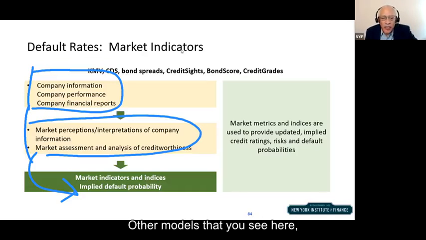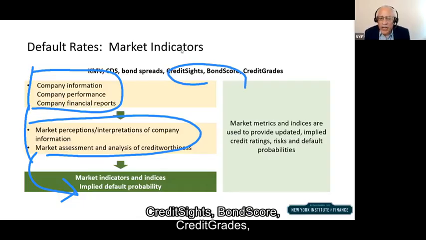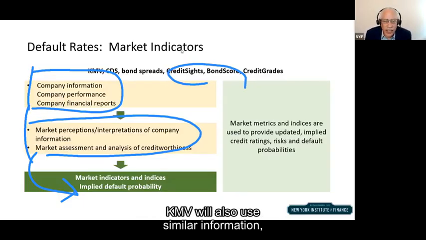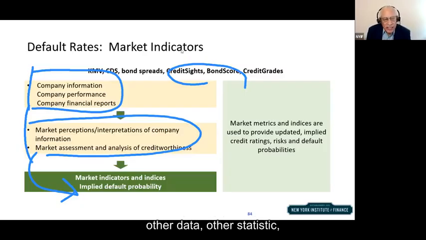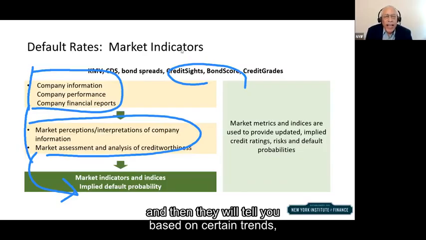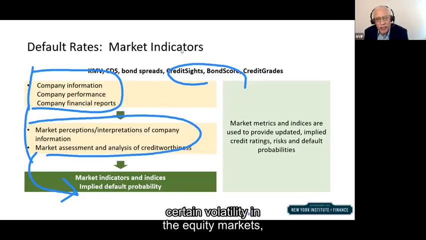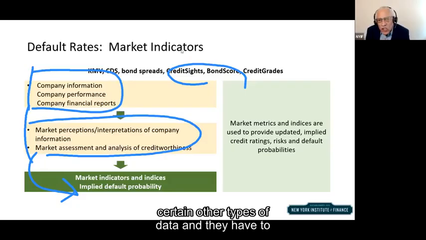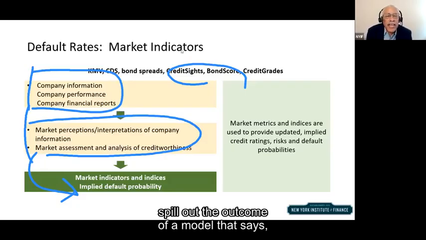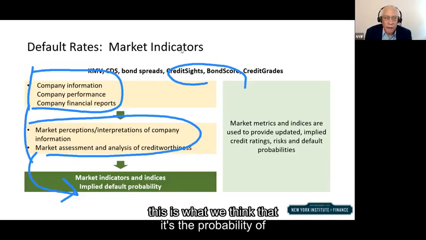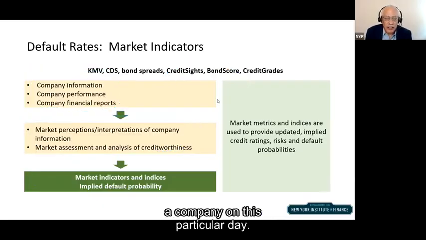Other models that you see here, credit sites, bond score, credit grades, credit KMV, will also use similar information, other data, other statistics, and then they will tell you based on certain trends, certain volatility in the equity market, certain assets on the balance sheet, certain other types of data, and then they have to spill out the outcome of the model. It says, this is what we think is the probability of default for this particular obligor or company on this particular date.